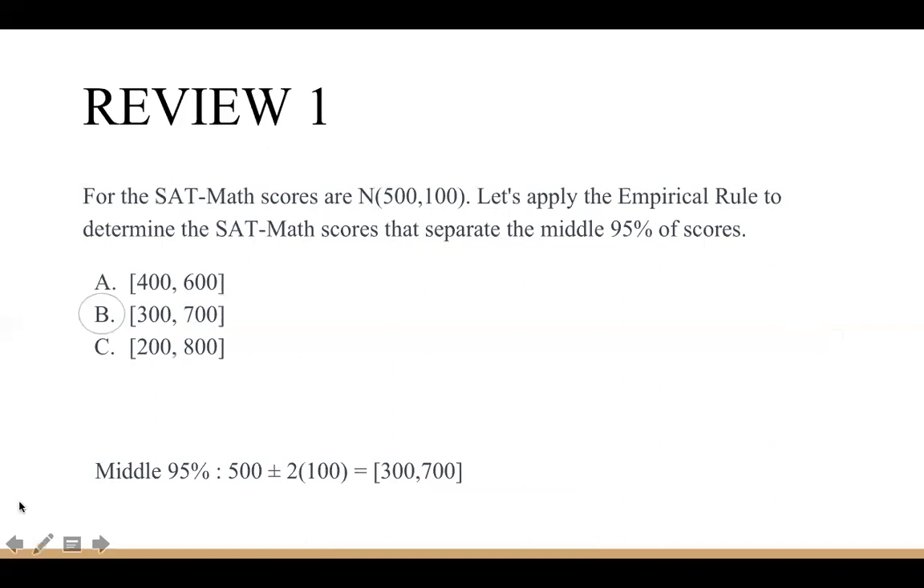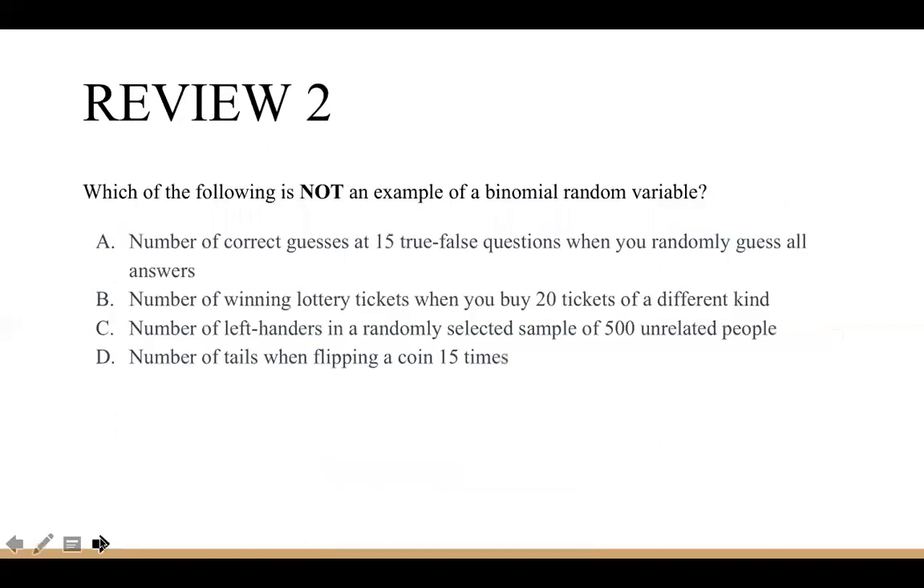If you guys have any questions on any of the review questions, you can ask me at the end, definitely. So here's a second review. Which of the following is not an example of a binomial random variable? This is one of the shorter ones.